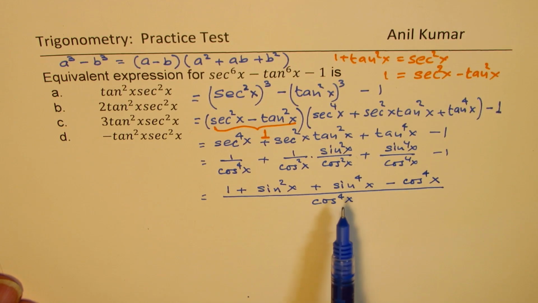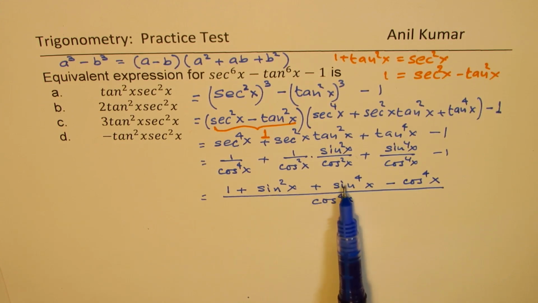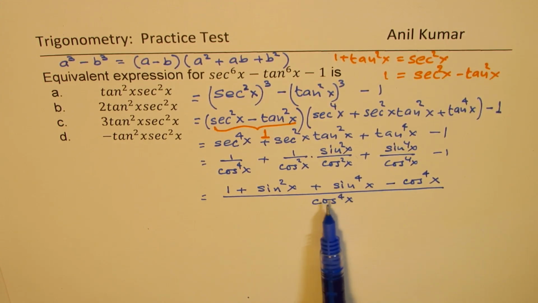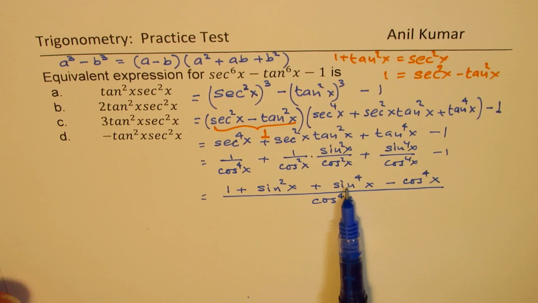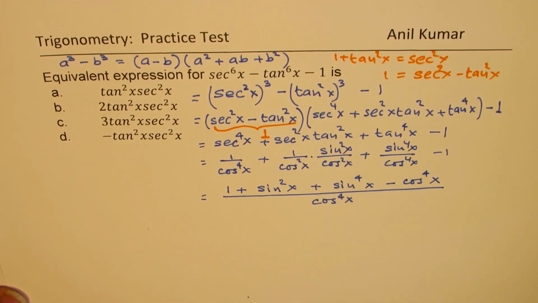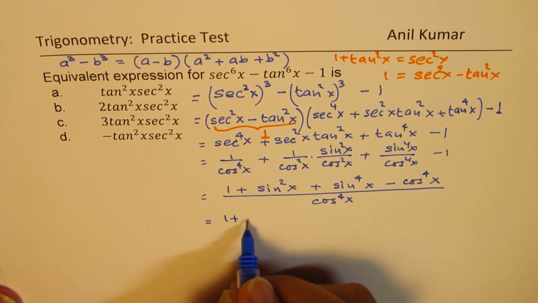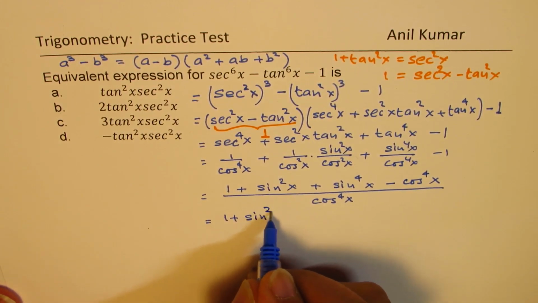We want something in terms of tan and secant, right? So, okay, somehow we should get the numerator. Let's write this sine to the power of 4x in terms of cos. See what do we get. So we could actually write this as 1 plus sine square x.